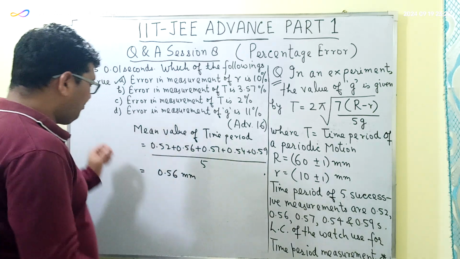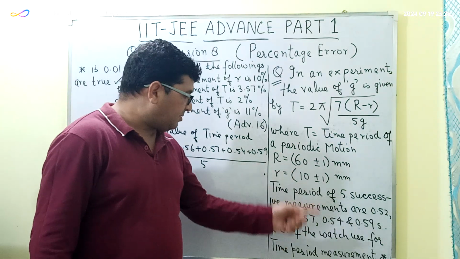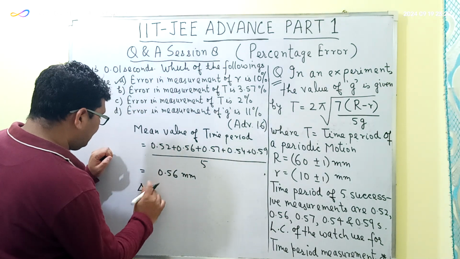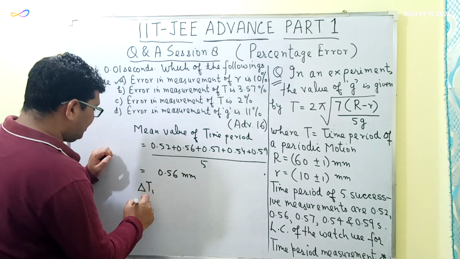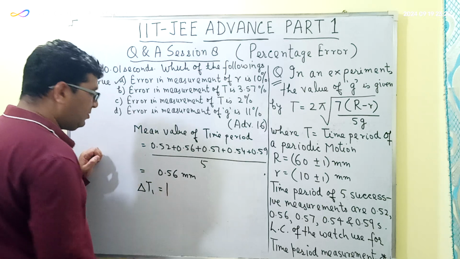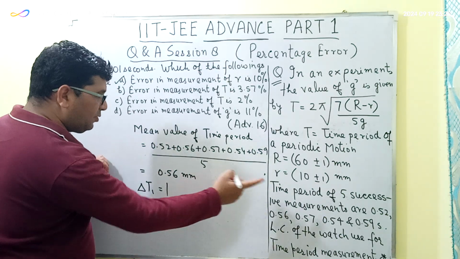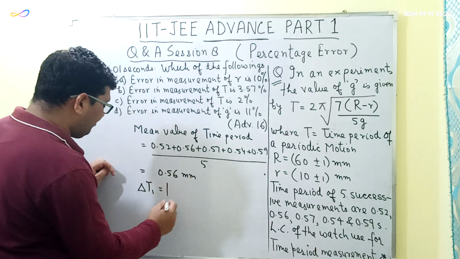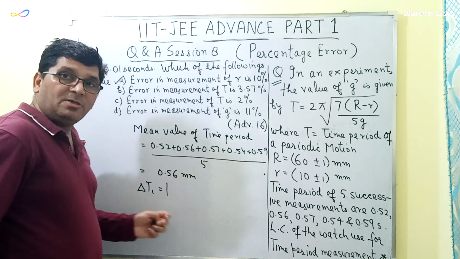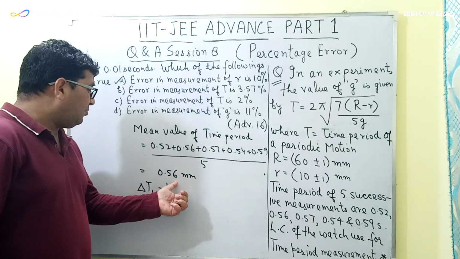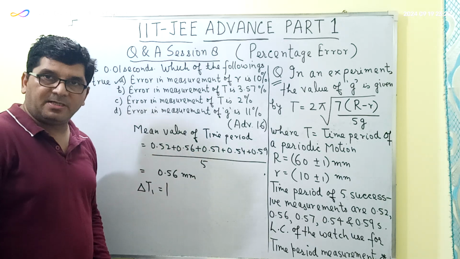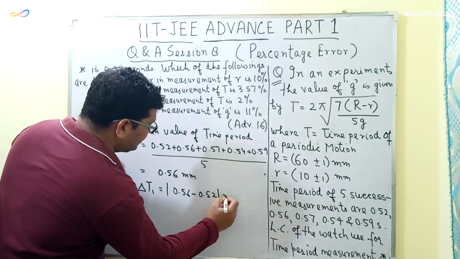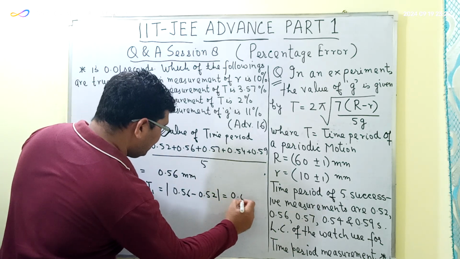Now the next step will be to find the absolute error in each individual measurement. So the absolute error in the measurement of the first time period, say delta T1, which is for 0.52, will be equal to the true value minus the measured value. Here in this case, the true value will be taken as the mean value of the time period. So this will be equal to 0.56 minus 0.52. So this is equal to 0.04.